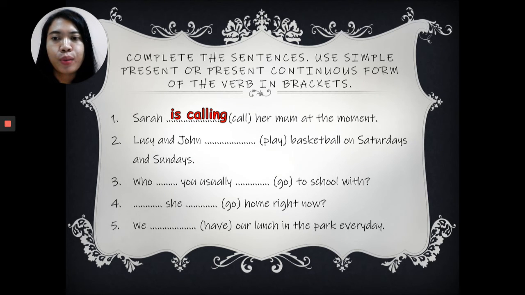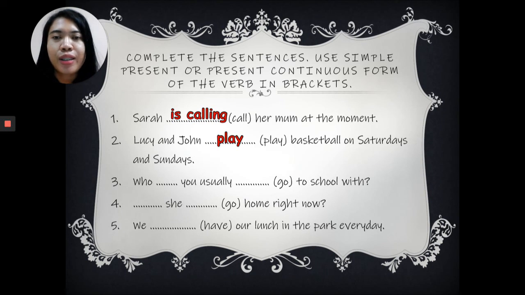Now let's go to number 2. Lucy and John, play basketball on Saturdays and Sundays. On Saturdays and Sundays is the time signal we use in this sentence. So what kind of sentence is it? This is simple present tense. In simple present tense, we need verb 1. And the subject here is Lucy and John. So there are 2 people here. So what's the answer for number 2? Lucy and John play basketball on Saturdays and Sundays.